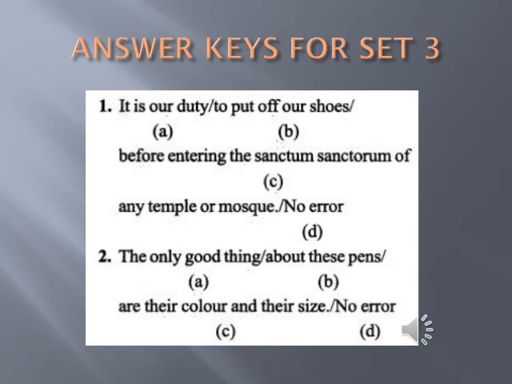What is the answer here? Answer is C. Why answer is C? Remember that you have to find out the real subject. Now the helping verb, which is the main verb here, is referring not to pens. The only good thing is their color. So you have to find out the real subject.